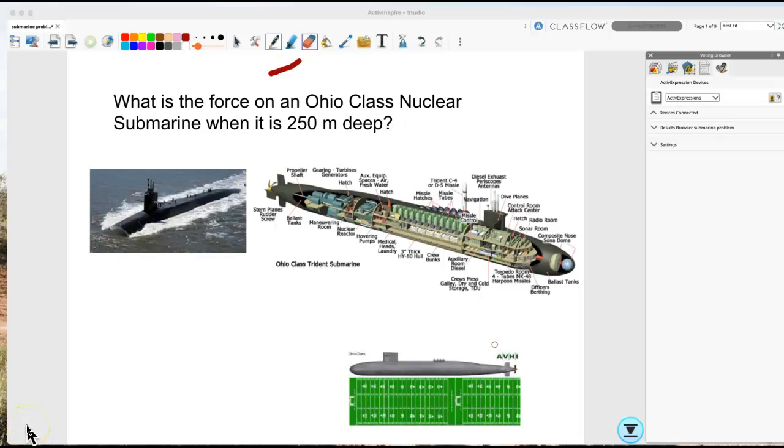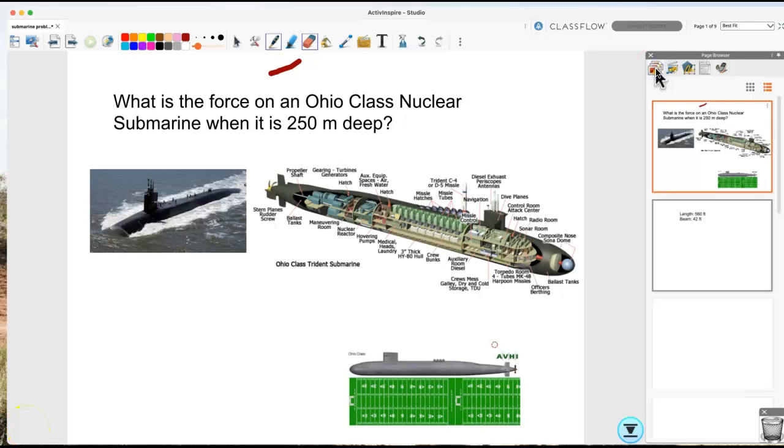Okay, so we've got this problem for you where we've got a submarine and it asks what's the force on the submarine when it's 250 meters deep in the water. So let's look at this, right.